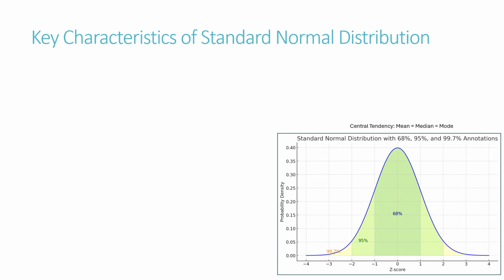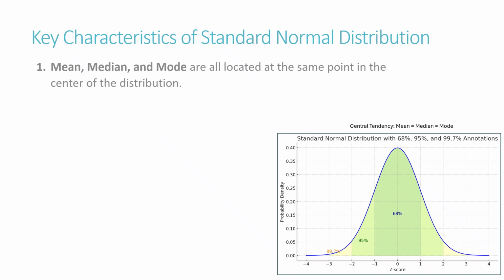Now that we have explored the normal distribution, let's summarize the key characteristics of a perfectly normal distribution that we call the standard normal distribution. First, in the standard normal distribution, the mean, median, and mode all align exactly at the center. This illustrates the symmetry and balanced shape of the distribution.